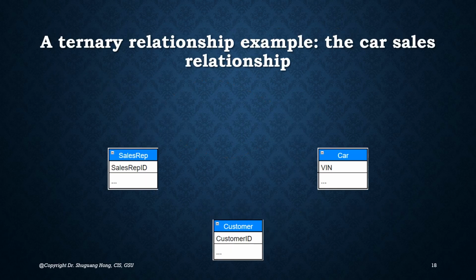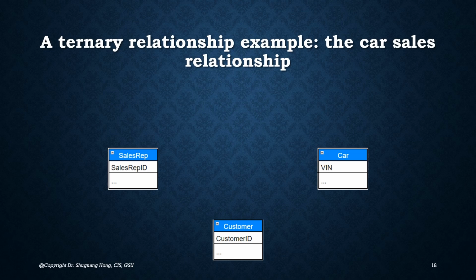A ternary relationship example, the car sales relationship. Here is another example of a non-binary relationship. The car sales relationship is between 3 parties, the sales representative, the customer, and the car sold.